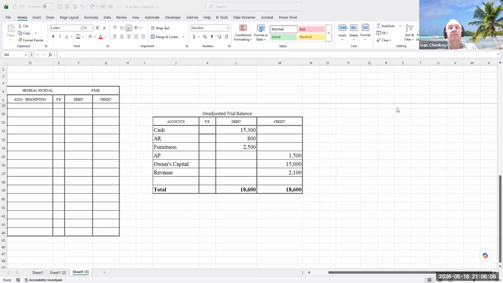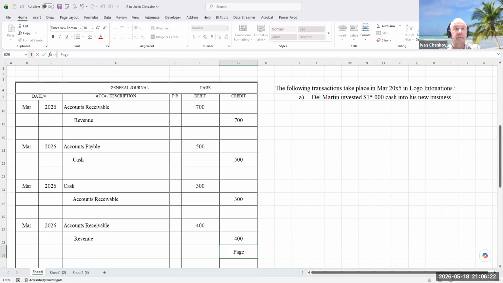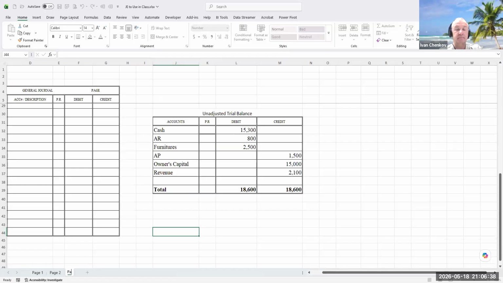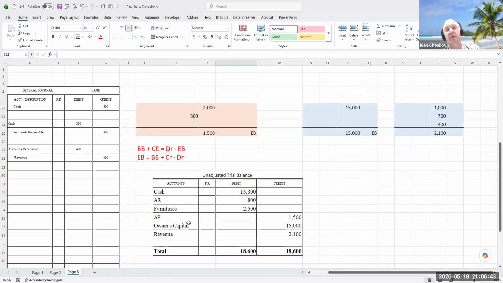Are you guys with me? Now I can post you this solution, correct? But before I post it, let me rename those sheets. So that's where we're going to stop. At this point, we're going to stop with this unadjusted trial balance.